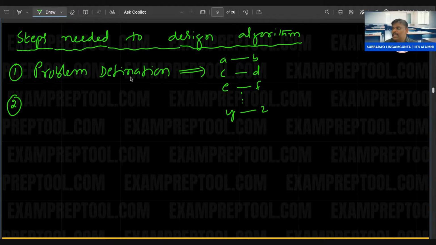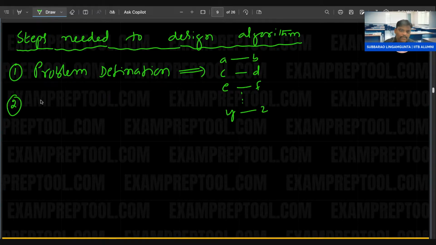Names also differ from organization to organization. The number of steps will differ, and the cost will also differ. Many things come into the picture, so I will give a rough idea. Steps needed to design an algorithm. First one: know the problem clearly, problem definition.